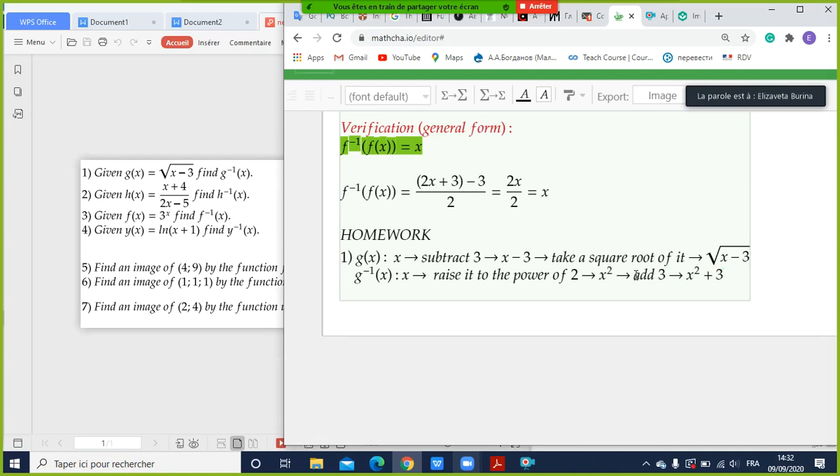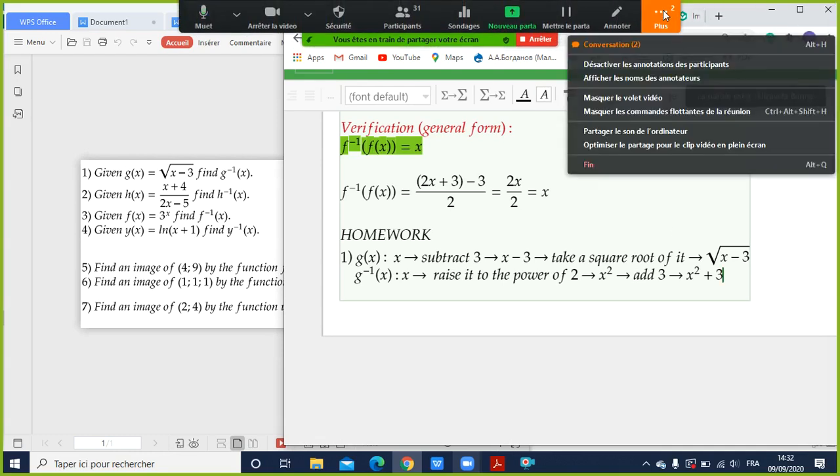So I did it with a different method at home, and now I did it with this logic of inverse, and I received the same result. So I hope you got the same.